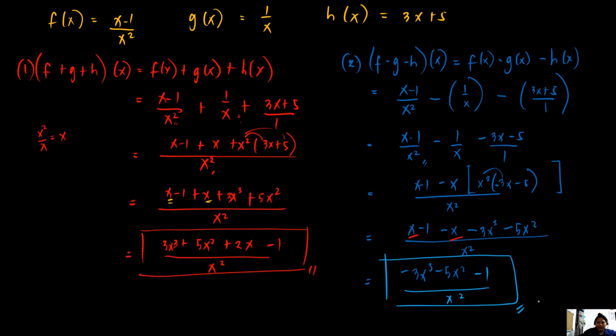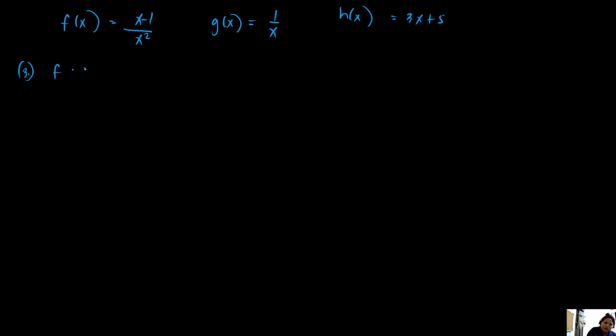Okay, so let's have the multiplication. Let me copy it again. We have f of x is equal to x minus 1 all over x squared. G of x is equal to 1 over x, and our h of x is equal to 3x plus 5. Then let's do the multiplication. We have f times g times h of x is equal to f of x times g of x times h of x. Let's put them all together. Let's substitute.